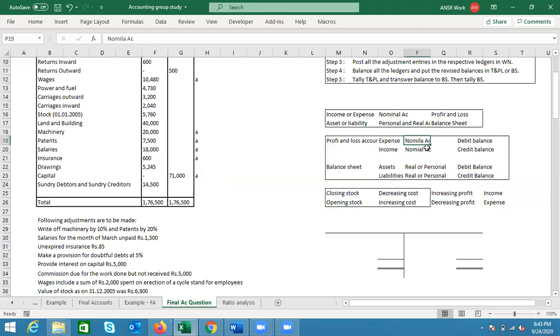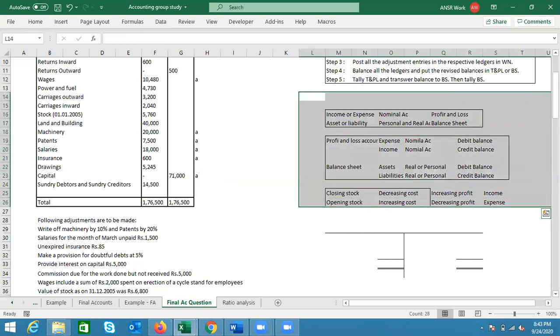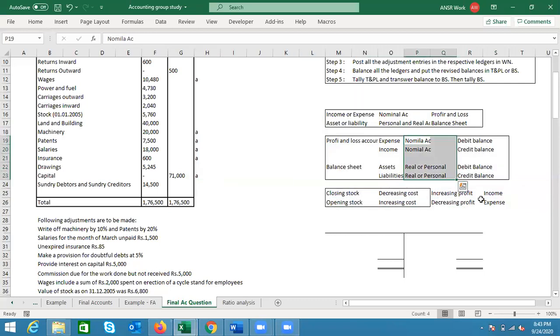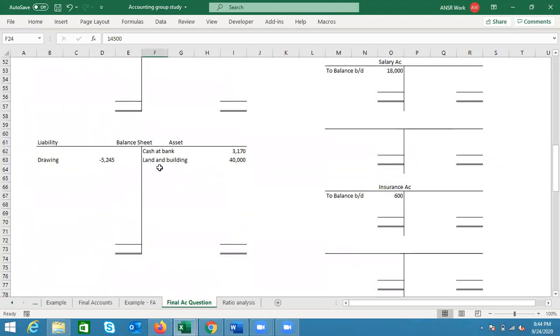Now tell me, is it a nominal account, a real account or a personal account? Whenever there is a doubt, always come back to these rules. I'm already summarizing everything here. You can quickly go through these. It's a personal account. If it's a personal account, it should be an asset or liability. It can never be income or expense. Now that we know this is a debit balance, very quickly we can say this is an asset only. 14,500, I'll put it under the asset side.